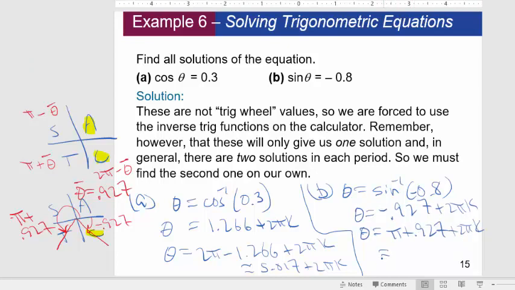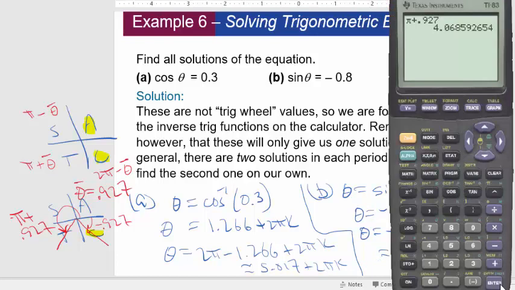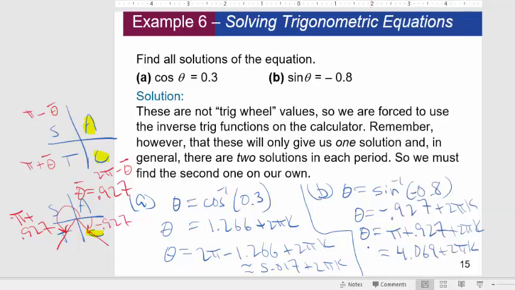And again, if I want to punch it in the calculator, I can, and it would give me 4.069, right? So 4.069 plus 2 pi k. So there's my other solution. So you'd want this one and that one, right? And over here you had this one and that one. But again, I would take it in the form with the 2 pi and the pi in it either way. And then you can, of course, check these on the calculator if you wish as well.